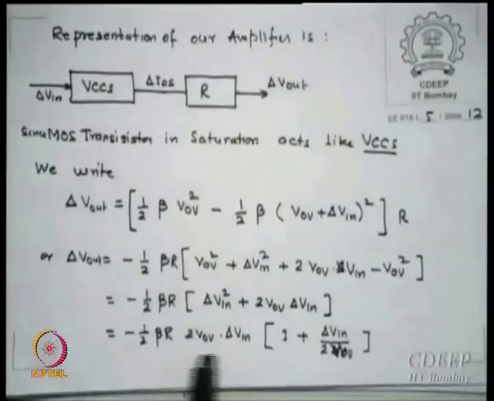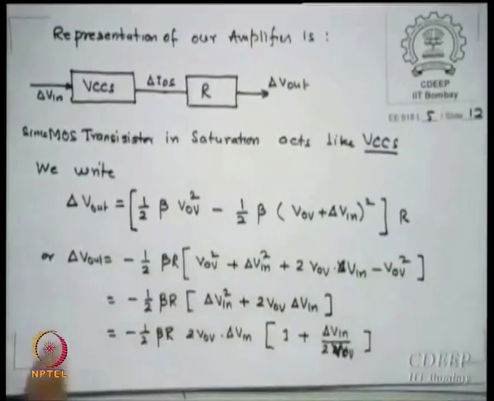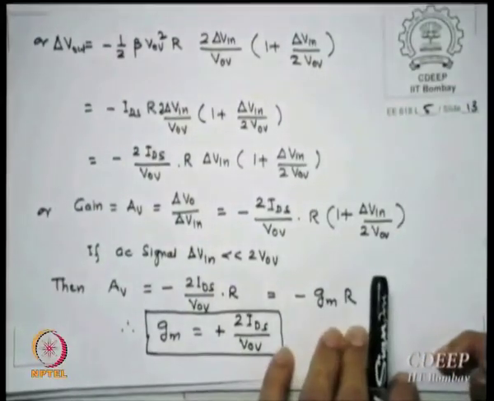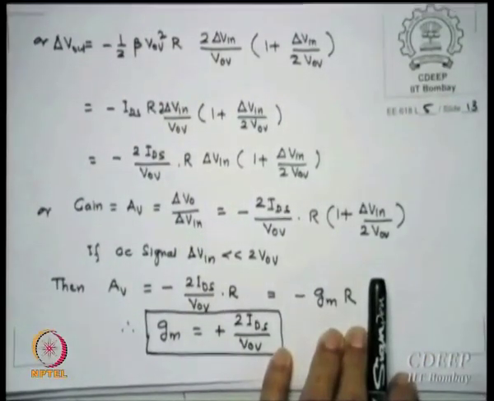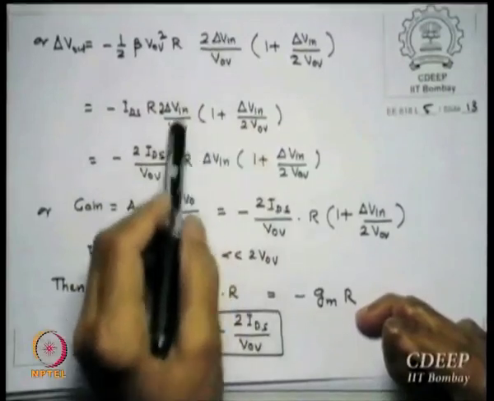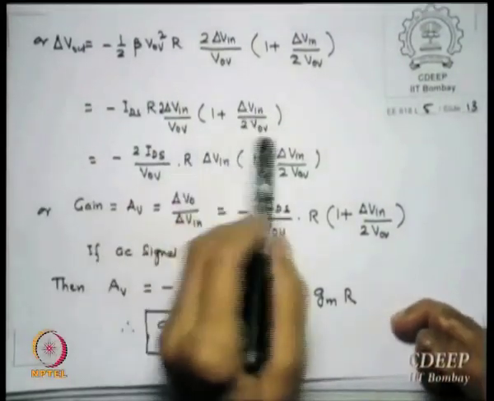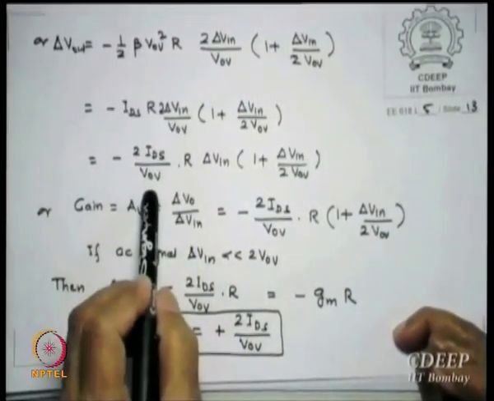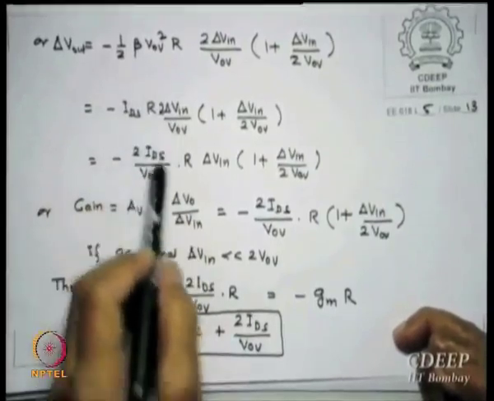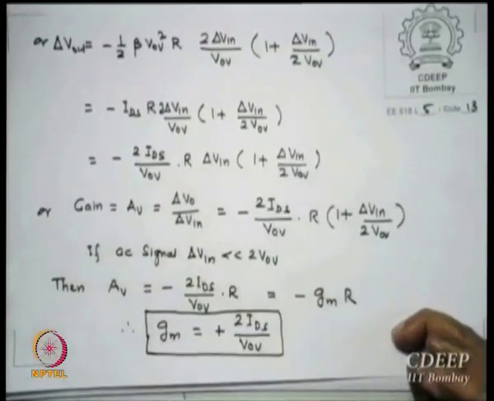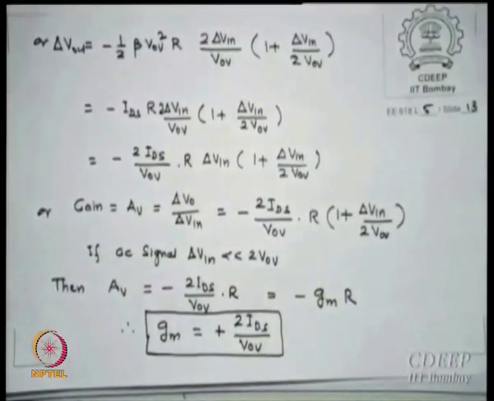Minus half beta 2 V_OV delta V in, times 1 plus delta V in by 2 V_OV. Same expression, just adjusted. What is this half beta V_OV squared? It is the DC value of IDS without signal, which is what we started with. So this is IDS times 2 delta V in R by V_OV plus delta V in by 2 V_OV. This becomes 2 IDS by V_OV. Is that clear? 2 IDS by V_OV. The remainder term is R delta V in into this. Is that okay? Only reorganizing the terms.